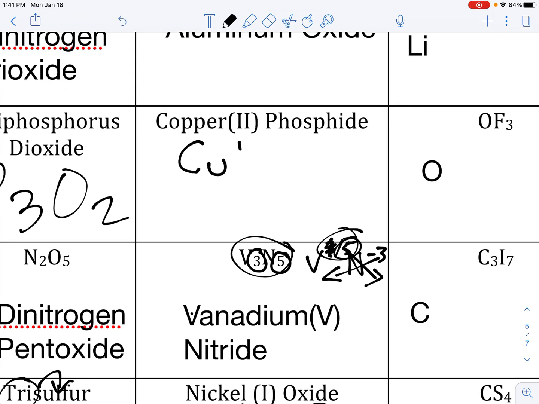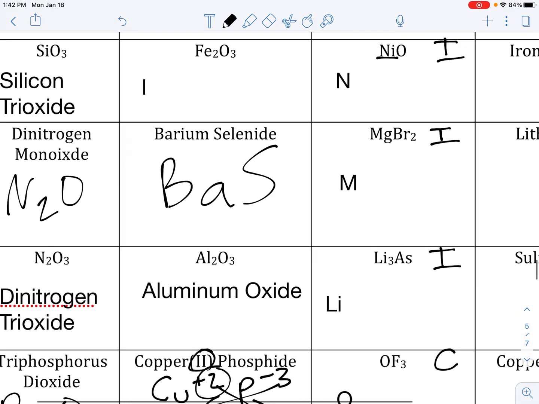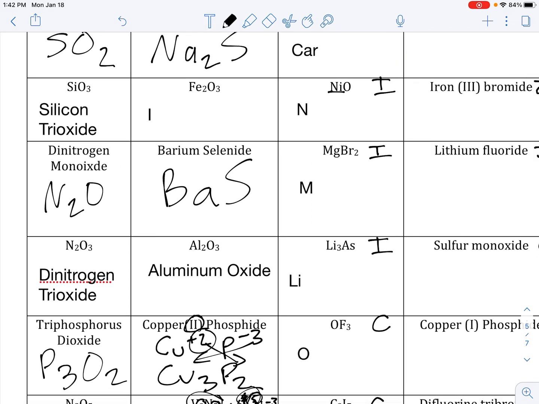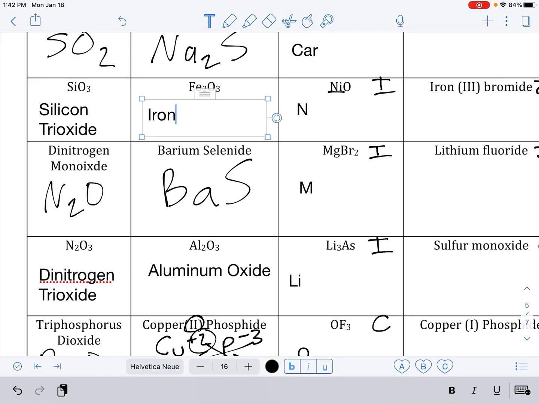So copper is Cu. It's a +2. That's what this means. Phosphorus is a -3. When I crisscross, I get Cu3P2, because that 2 comes down here. Okay, and my last one that I want to do is Fe. So I'm naming it. This is going to be iron. Fe is iron, and then O is oxide.